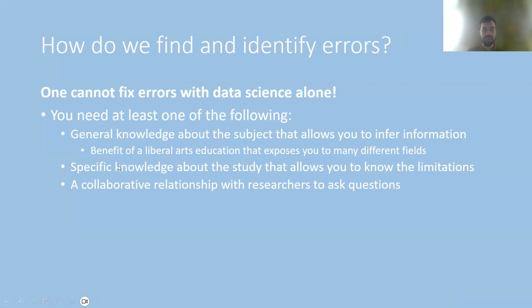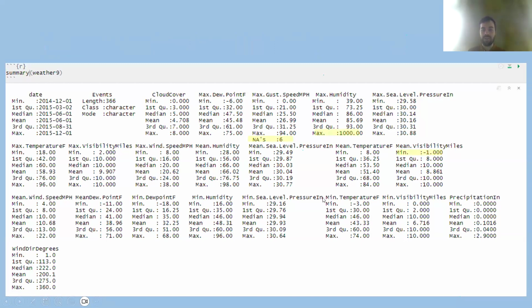Or you simply have specific knowledge about the study that you're looking at that allows you to know its limitations and what sort of things might have been recorded as errors. Or another thing is you can have a collaborative relationship with the researchers who did the data collection to ask them questions. So only by having one of those things can you know which data is erroneous and what needs to be corrected. You don't necessarily know that 1,000 is an error in terms of humidity unless you know something about how humidity works. You can't data science your way to knowing what is an error and what is not.